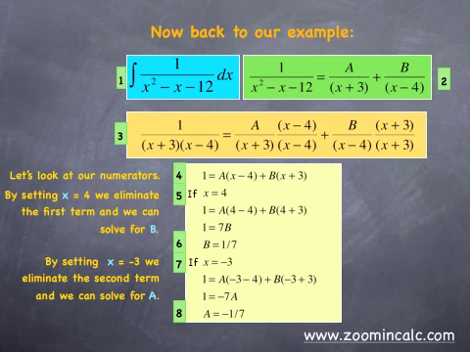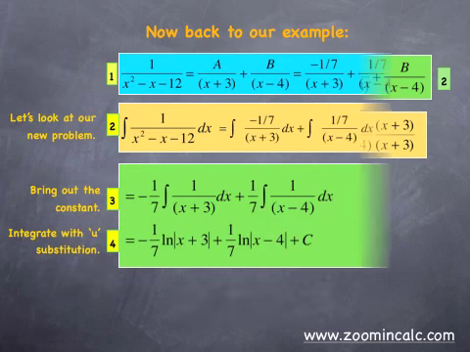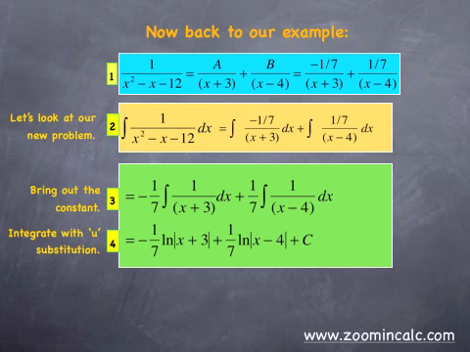Now, we want to eliminate b and solve for a, so what do we do? We set x equal to -3. And if we do that, the b term goes away. We can do a little algebraic manipulation and solve for a, and we get -1/7. So now we know what a and b are, which is good news because now we can actually get into the actual integration. So let's move to item 2.